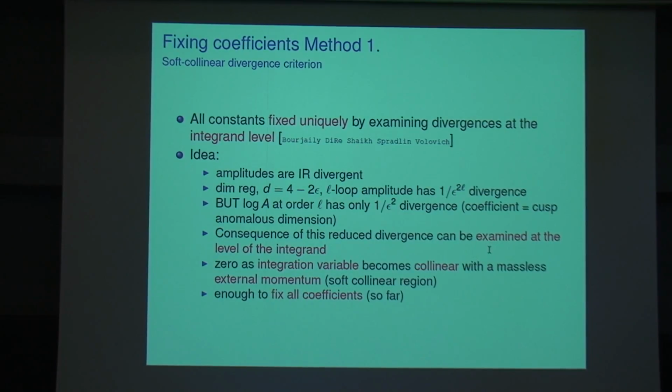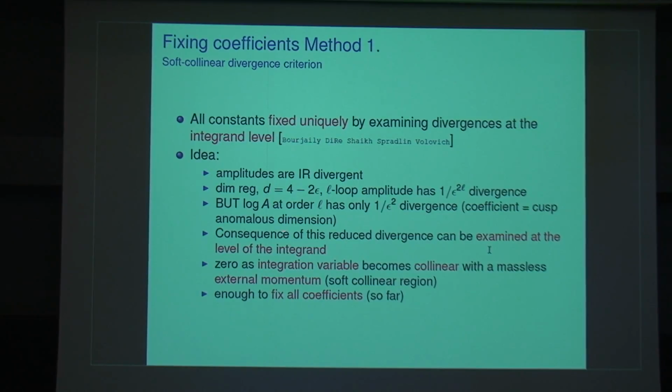Okay, very good. So I've shown you how to generate these graphs, and I've shown you how to get some coefficients using the rung rule, but not all of the coefficients. So we need something else to fix the coefficients. And these guys found a very nice way of fixing coefficients for amplitudes by examining divergences. The argument is quite simple.